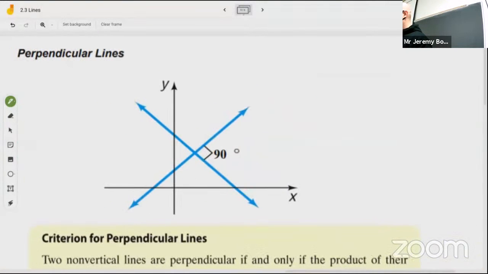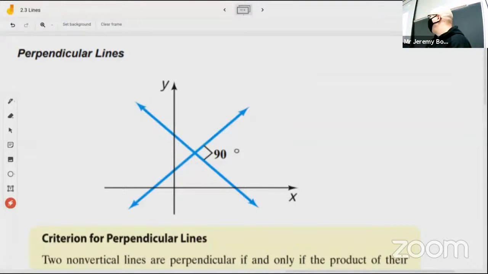The next relationship of lines, which you may have already guessed, but you probably heard of it before, is perpendicular lines. Right? Perpendicular lines are lines that intersect once, and they intersect at 90-degree angles. That's what makes them special. Relationship to each other.